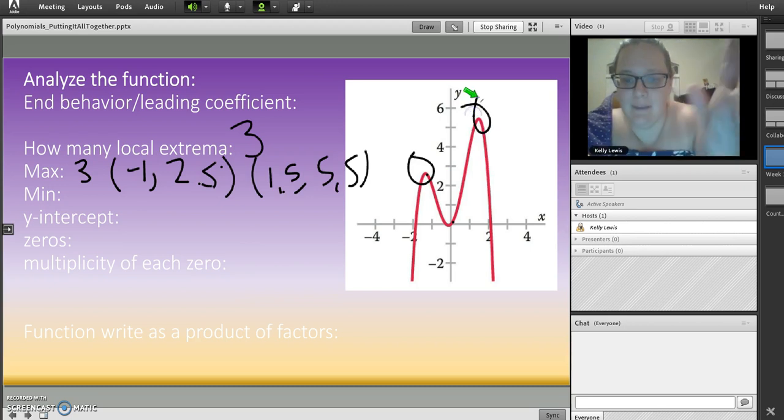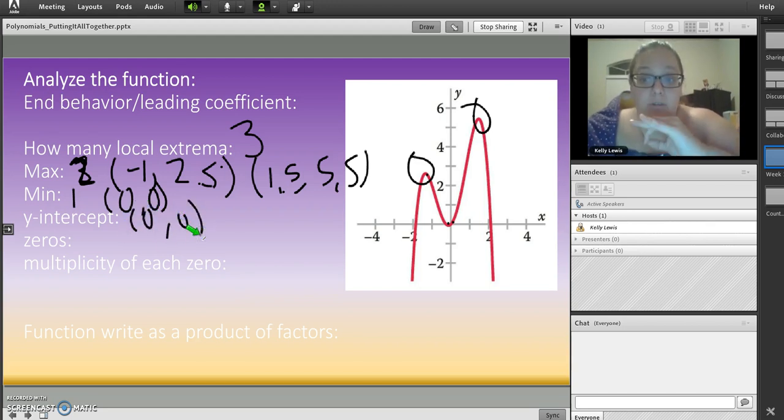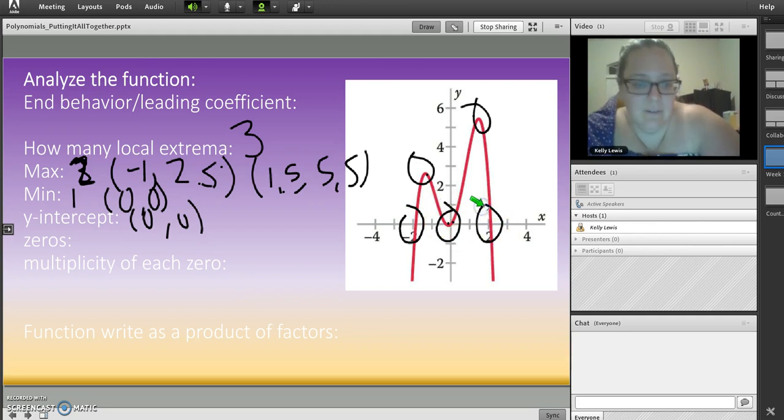A maximum is the top of the hill, a minimum is the bottom of the hill. There's, I should say 2. There's one minimum, he's right here. Oh, it looks like 0, 0. Probably a little off. All right, the y-intercept is where it crosses the y-axis, so it kind of looks like 0, 0. The one you have, you'll be able to tell for sure. All right, the zeros are where it crosses the x-axis, so that's right here, and right here. So we'll say negative 2, 0, and 2.